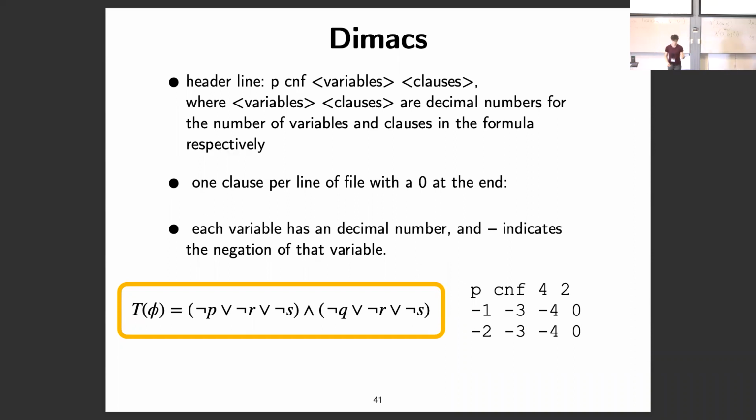So -1 -3 -4 0 says, add a clause to my formula that is not the first variable, or not the third variable, or not the fourth variable. And then you can think of the zero as being like an and, then you move on to the next clause. If P wasn't negated in the first clause, it would just be 1 -3 -4.